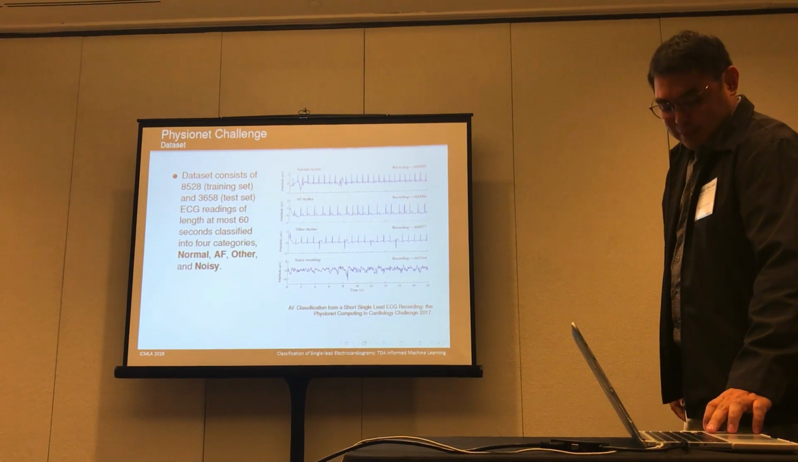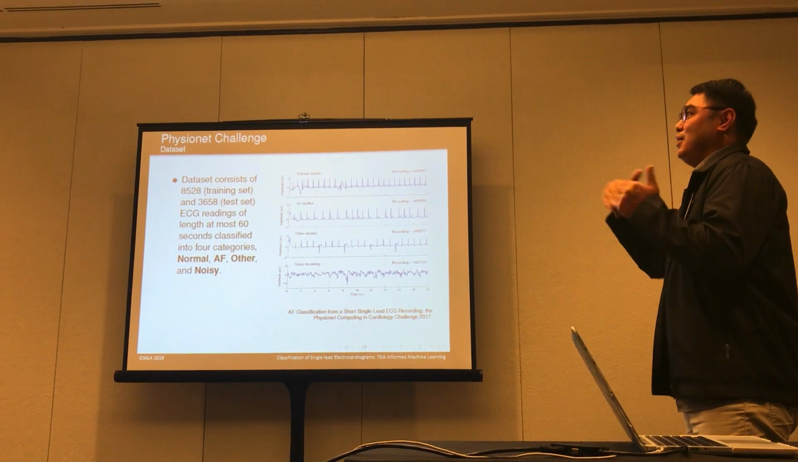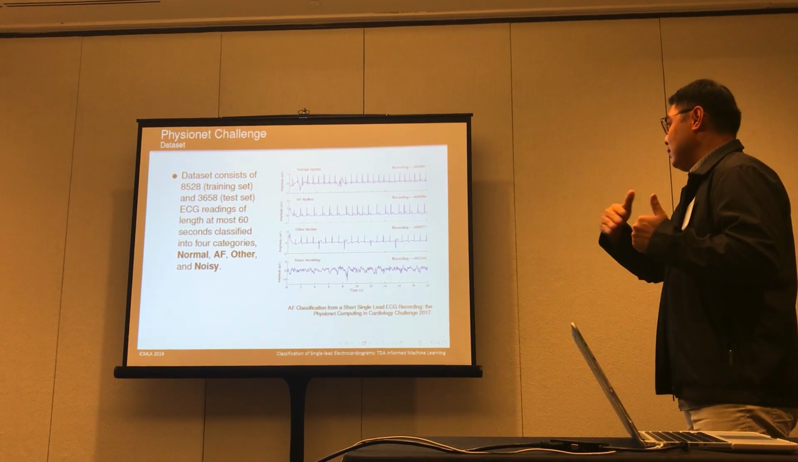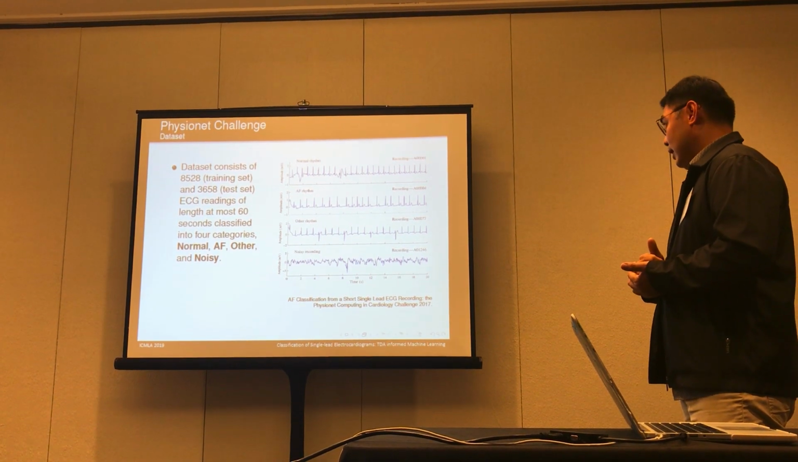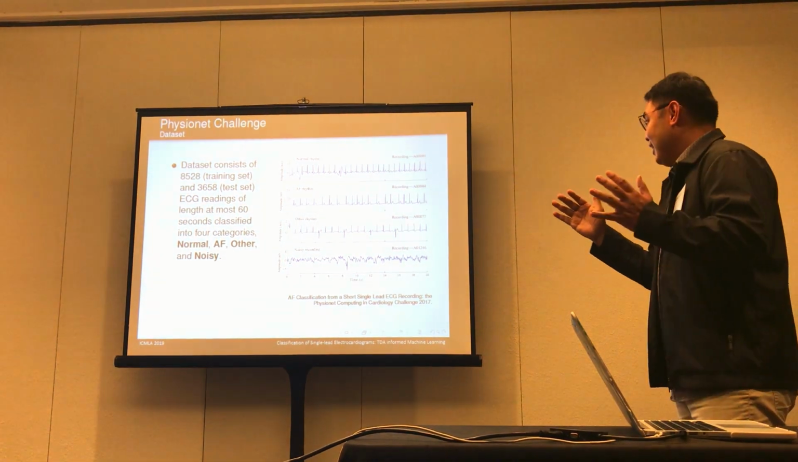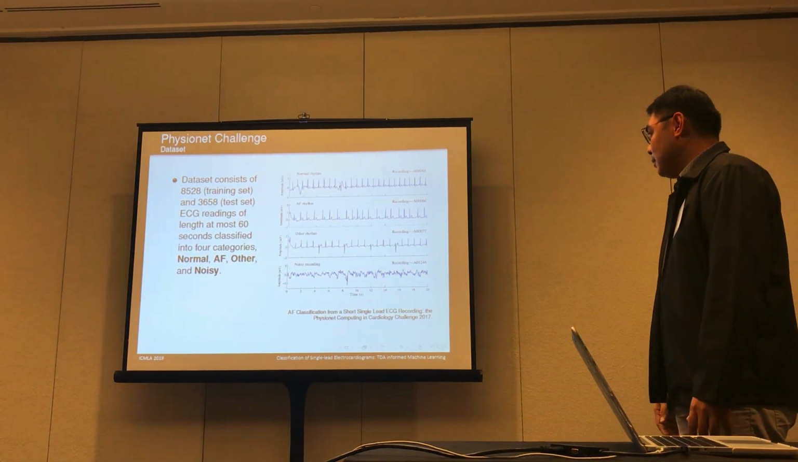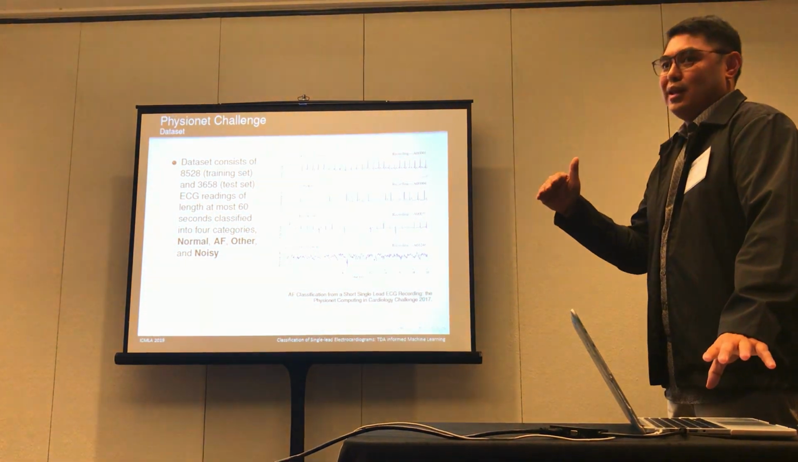And so they released a data set of 12,000 ECGs split into 2. There were 8,500 in the training set, and then the hidden test set of 3,600 was kept hidden. And it's divided into 4 classes, both training and test sets. So into normal, AF, atrial fibrillation, other if it's not normal but also not AF, and then if it's just noisy.